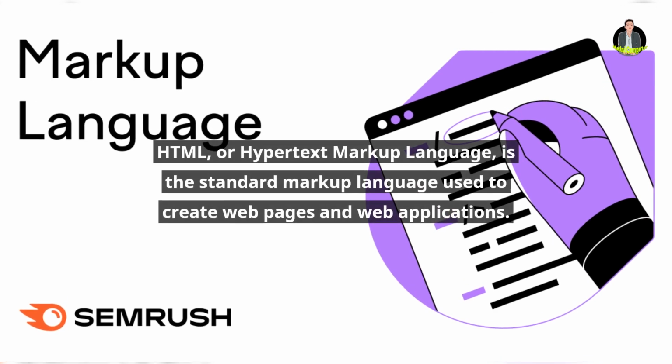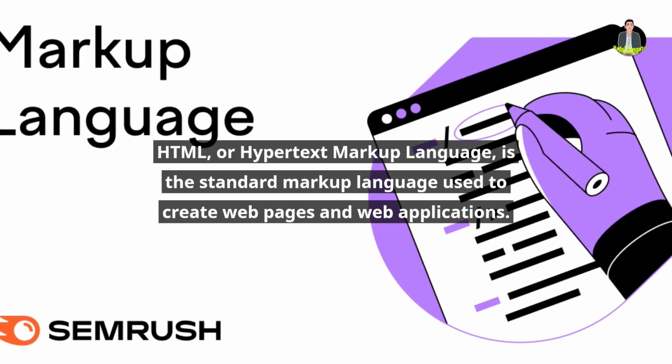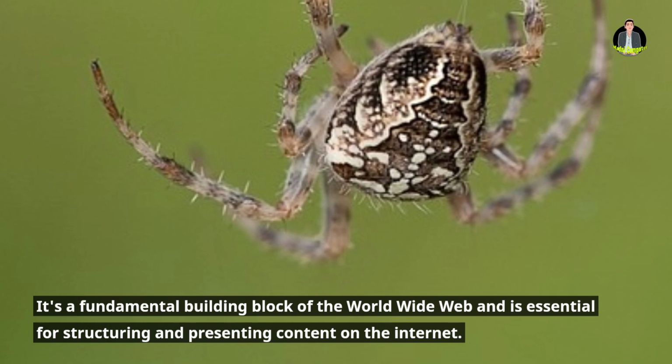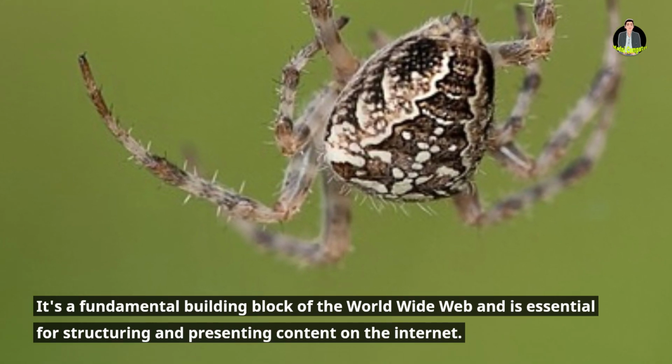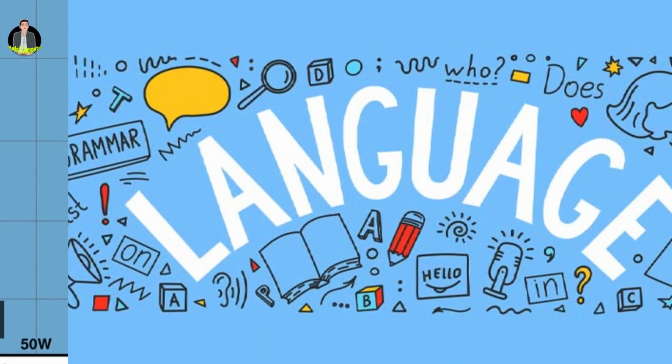HTML, or Hypertext Markup Language, is the standard markup language used to create web pages and web applications. It's a fundamental building block of the World Wide Web and is essential for structuring and presenting content on the Internet. Here are some key points about HTML.